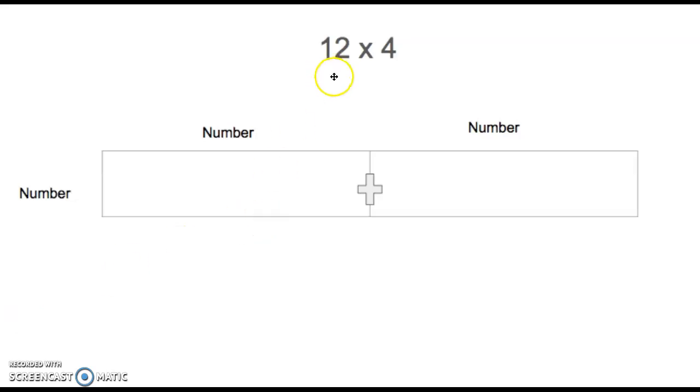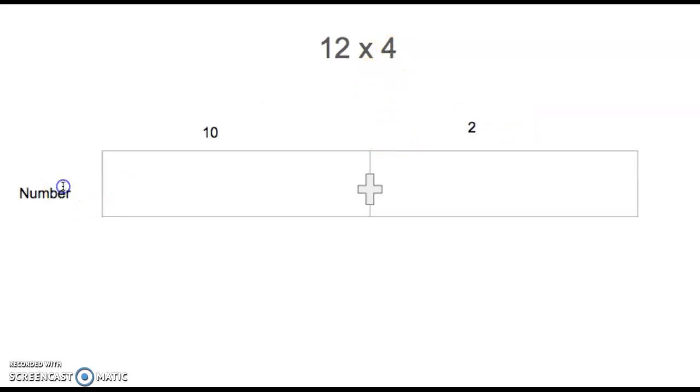So how we're going to do this is we're going to look at the place value. Okay, so we have 12 times 4. The 1 we know is in the tens place value, so it has a value of 10. So I'm going to put that right here, 10. And we know the 2 is in the ones place, so that has a value of 2. So I'm going to put that here.